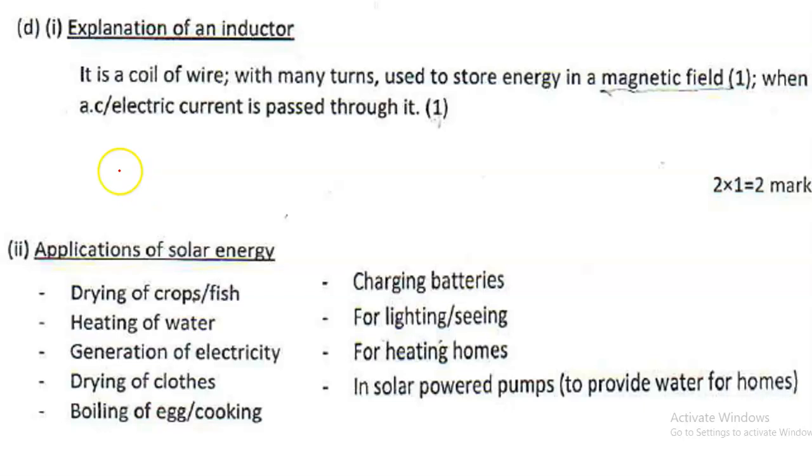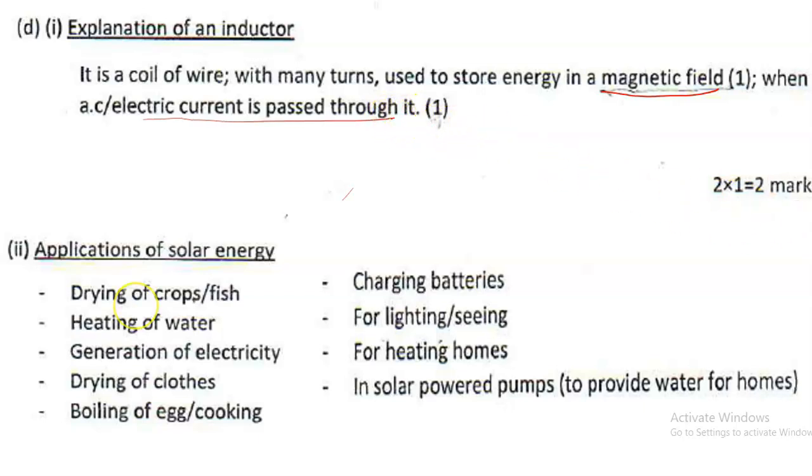What is an inductor? Now, this is a coil of wire with many turns used to store energy in a magnetic field. The keyword, underline magnetic field. When the alternating current or electric current is passed through it. Another point here, so you get 2 marks.